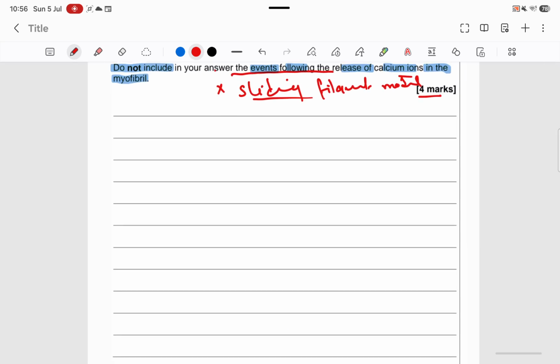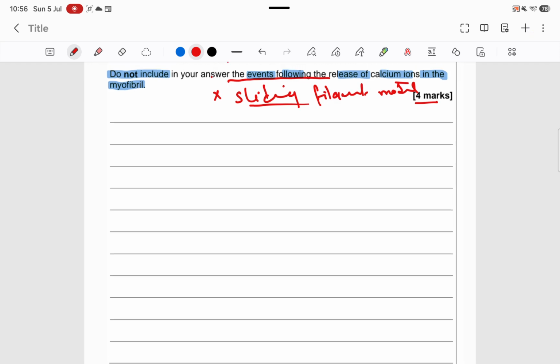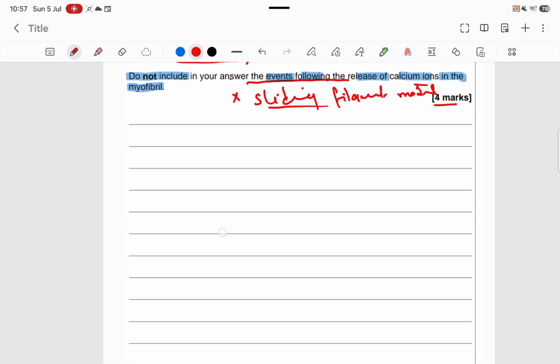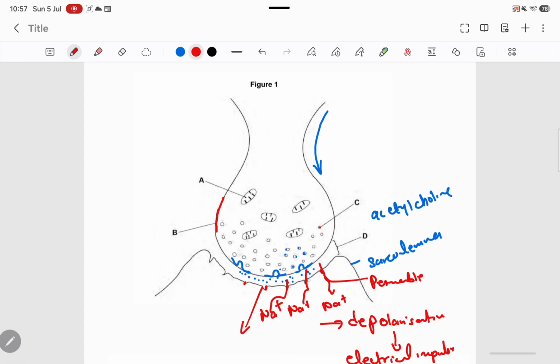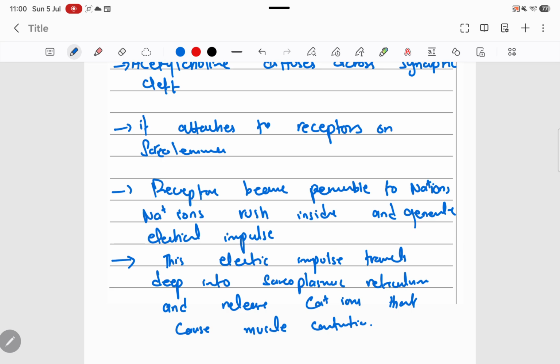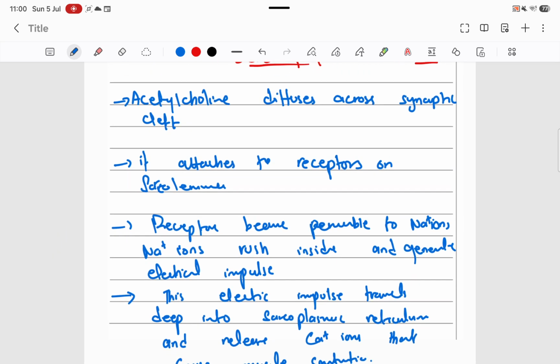The answer is, acetylcholine diffuses across the synaptic cleft. So this is the synaptic cleft. Acetylcholine diffuses over here, and then it attaches to the receptors. Here the receptors are present. So acetylcholine binds over here.